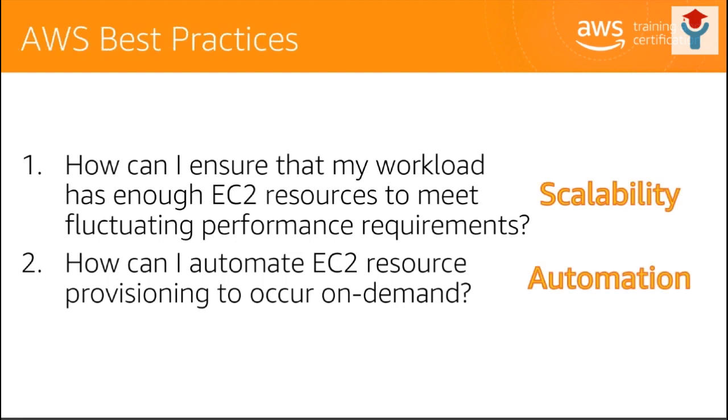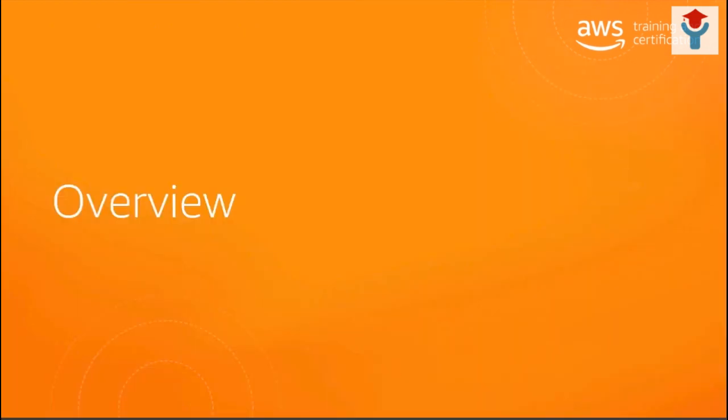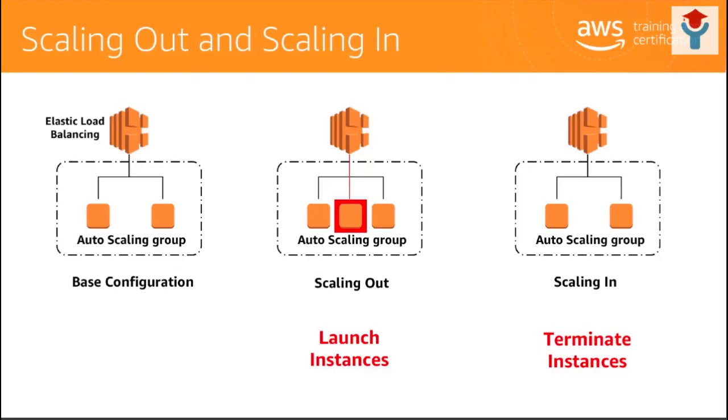Autoscaling matches up with two critical AWS best practices: make your environment scalable and automate as much as possible. Let's take a closer look at the service. So what exactly do we mean by scaling? The first thing we have to do is define the concepts of scaling out and scaling in.